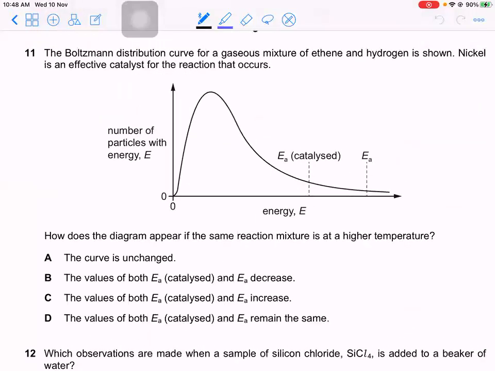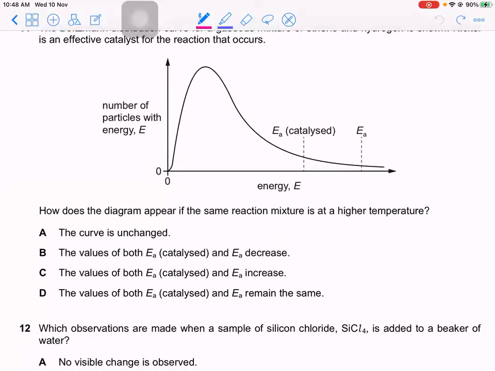Boltzmann distribution curve for a gaseous mixture of ethanol and hydrogen is shown. Nickel is an effective catalyst for the reaction that occurs. What does a catalyst do? You see, it lowers the activation energy. All right. How does the diagram appear if the same reaction was done at a higher temperature? So if you increase the temperature, what will happen to the curve? It will also expand, but the height will decrease. So you will have something like this. The topmost point shifts to the right and downward.